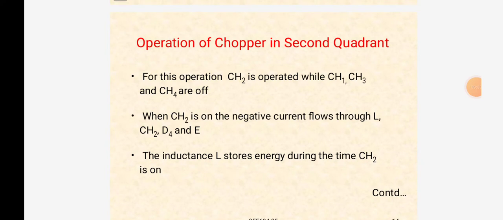Operation of chopper in second quadrant. For this operation, chopper 2 is operated while chopper 1, chopper 3 and chopper 4 are off. When chopper 2 is on, the negative current flows through inductance L, chopper 2, D4 and E. The inductance L stores energy during the time chopper 2 is on.